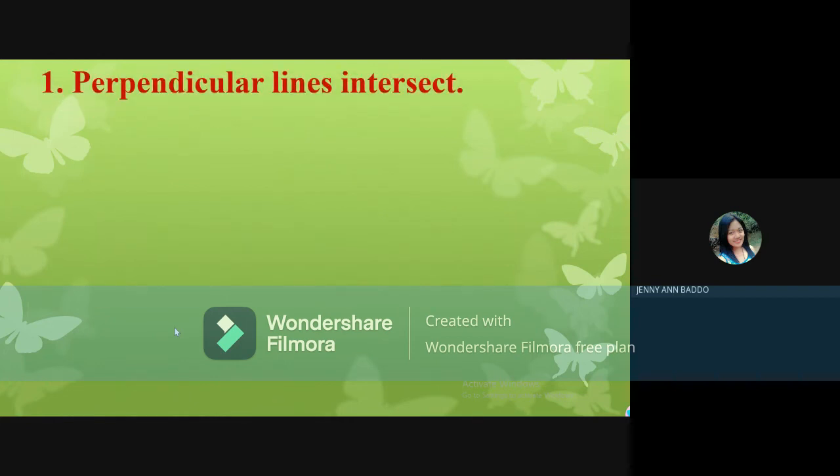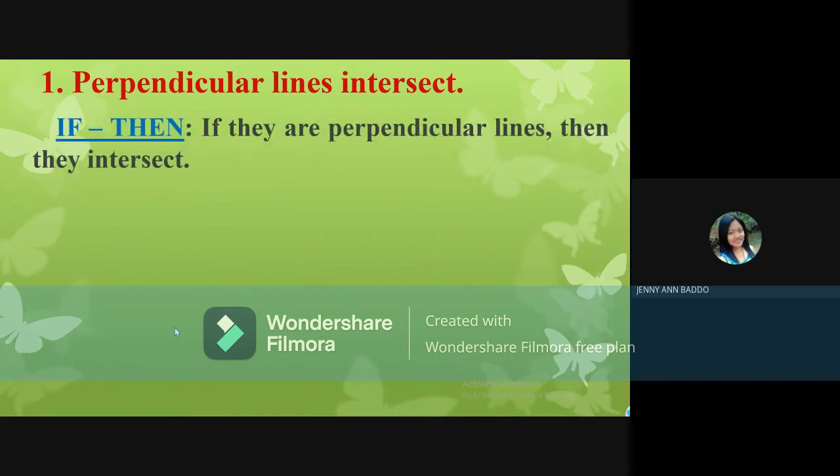Let's consider the sentence, perpendicular lines intersect. So how are we going to change it into an if-then statement? We have to determine first the hypothesis and the conclusion. And for this statement, the hypothesis is perpendicular lines and the conclusion is intersect. So for the if-then statement, we have if they are perpendicular lines, then they intersect.